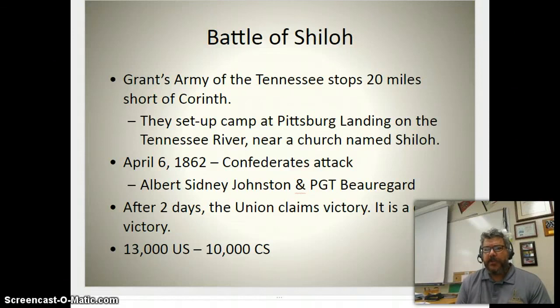But it's a great victory for U.S. Grant, and he really steals victory from the jaws of defeat. There will be lots of criticism of Grant following this battle, because of the high cost that was incurred. But at the end of the day, it will be the most significant success that the Union has enjoyed thus far in the war.